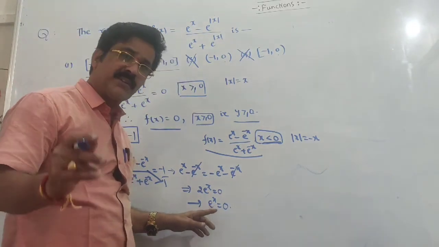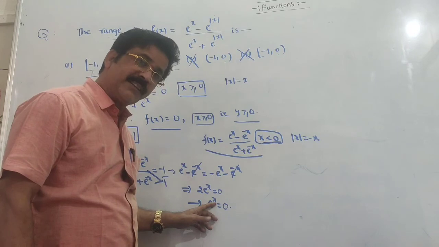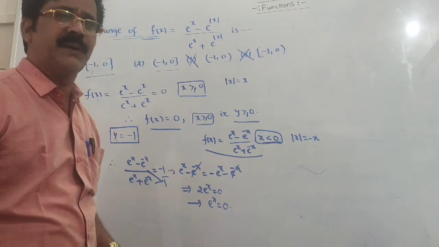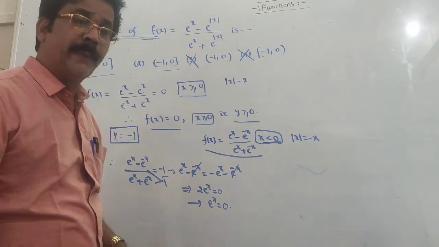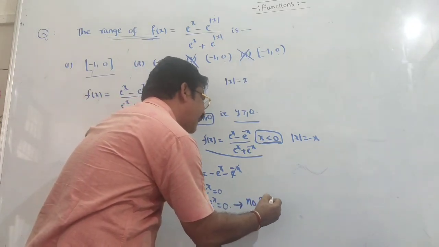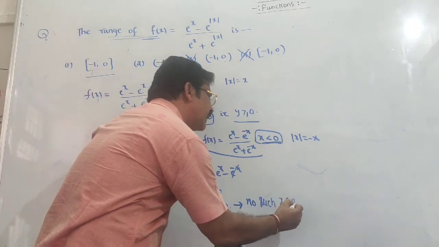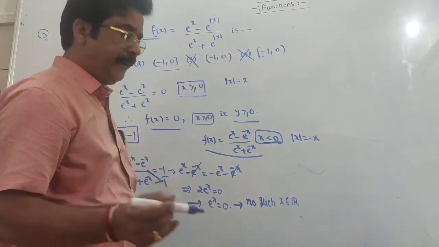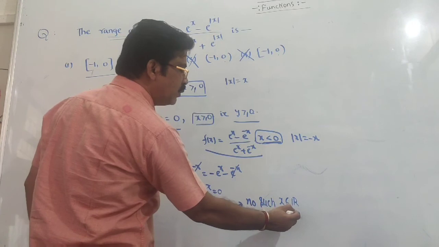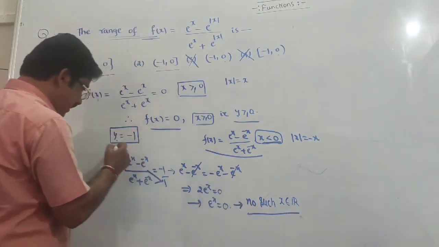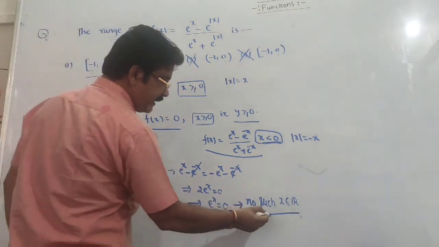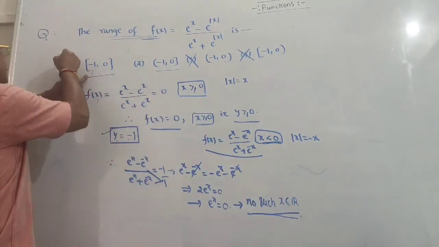For what value of x is this equation satisfied? You can take any real number. What is your answer? No. Therefore, no such x belongs to R. For any real number, it should not be equal to 0. No solution. So we obtained no solution. Under what reason? y equal to minus 1. So therefore, if y equals minus 1, there is no x. Therefore, this option is wrong.